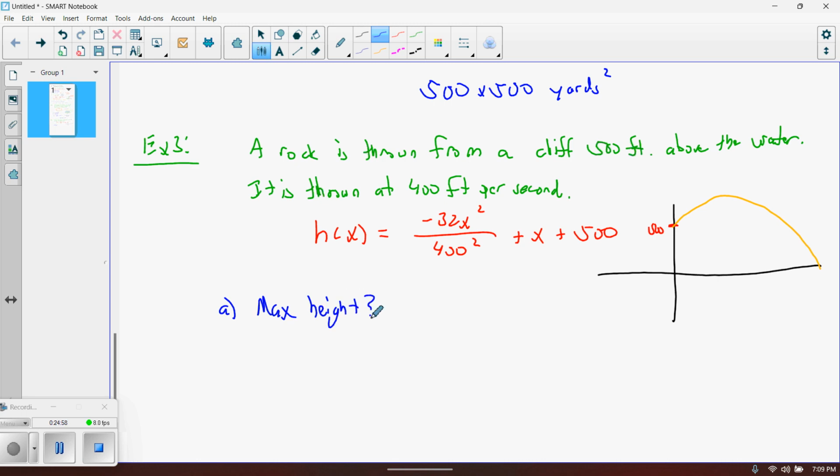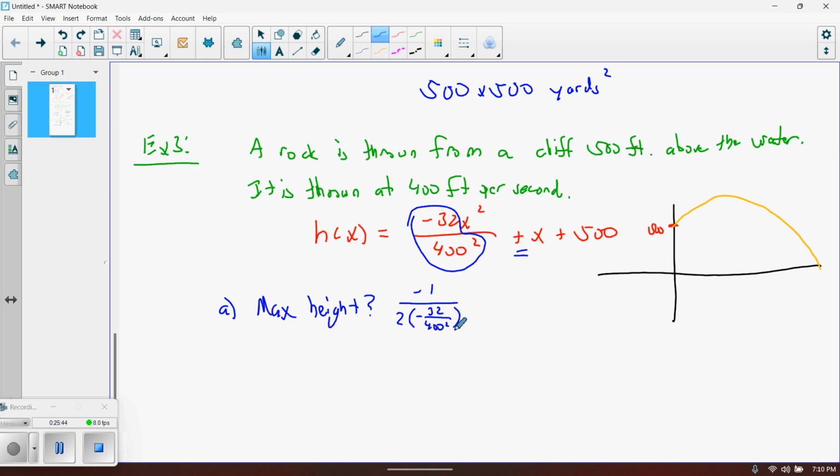Nothing changes. Still negative b over 2a is how you're going to find the location of it, and then you're going to plug that value in to actually find the height. So negative b, that b part is the coefficient in front of your x term, so that's negative 1, divided by 2a. Okay, so this is a little bit more challenging. It's 2 times, and technically a is the coefficient, all of this, I kind of went over the square there. So all of this is the coefficient of x squared. So we write negative 32 over 400 squared.